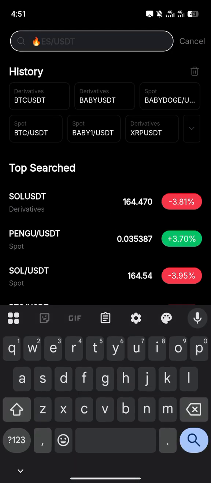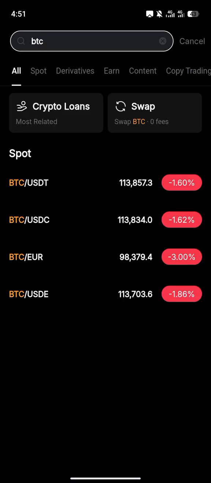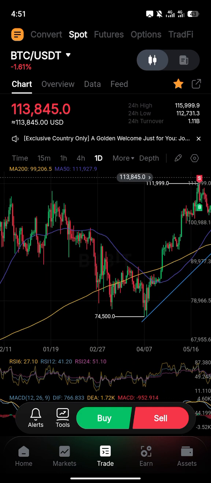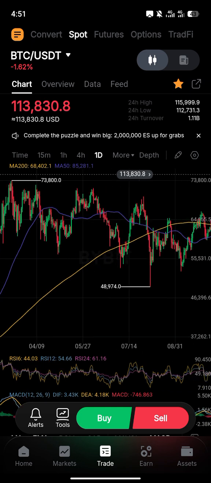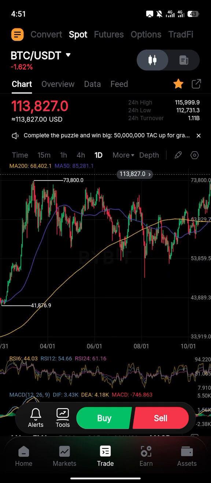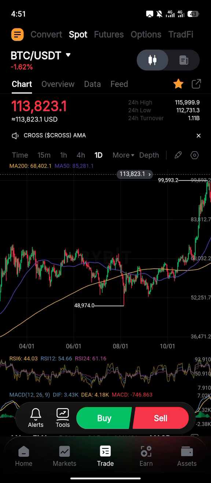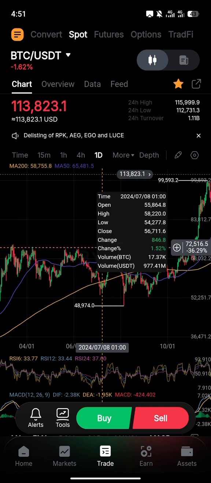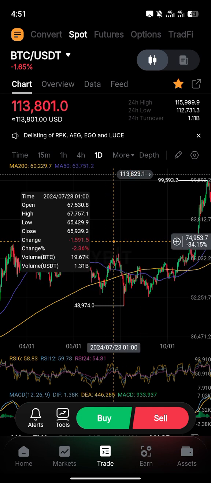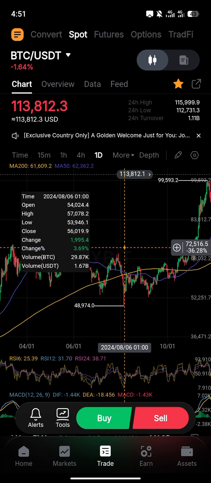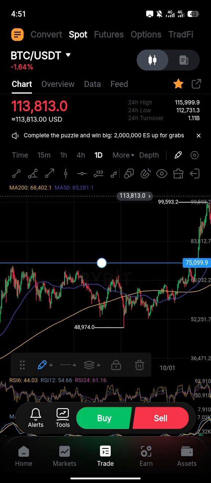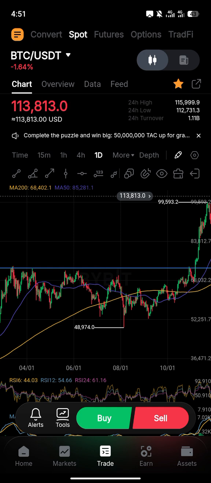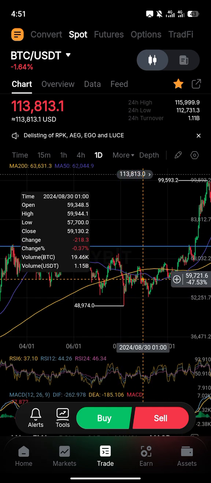Okay, so let's analyze BTC spot. So we have support and resistance now. Now, what's resistance? Resistance is that particular point where the market keeps coming down. That particular price where the market keeps coming down is called resistance. You can see at this price, that's 72,000. What happened? The market keeps coming down.